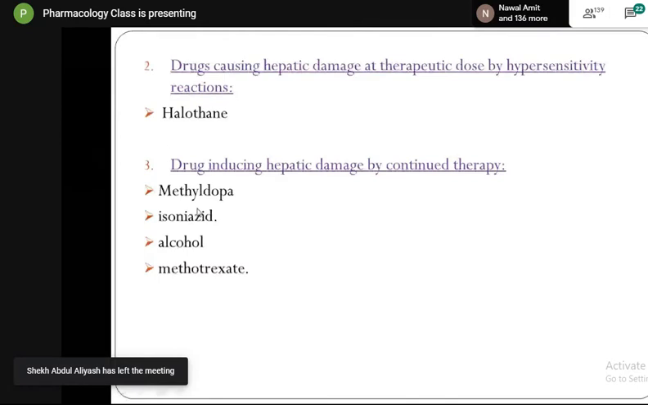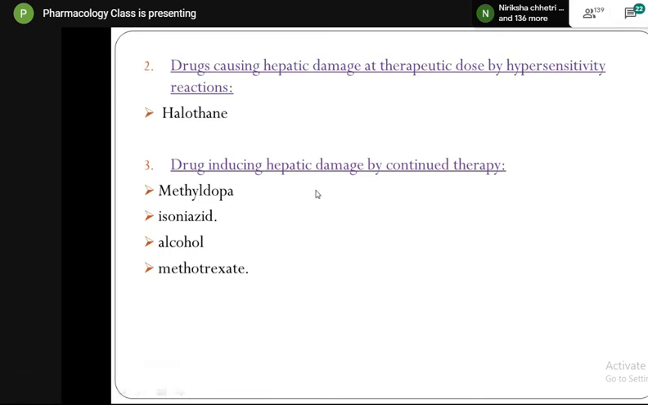Now, next is continued therapy. That is, with very chronic use, drugs can also prove to be hepatotoxic. The drugs under this category include methyldopa. So methyldopa is which drug?